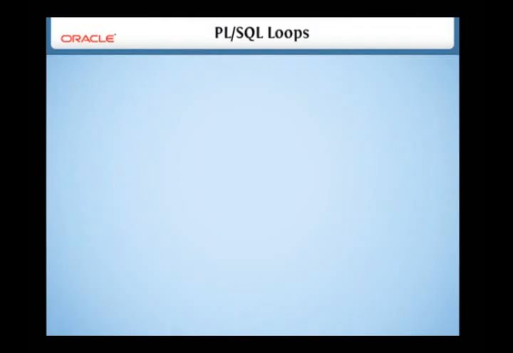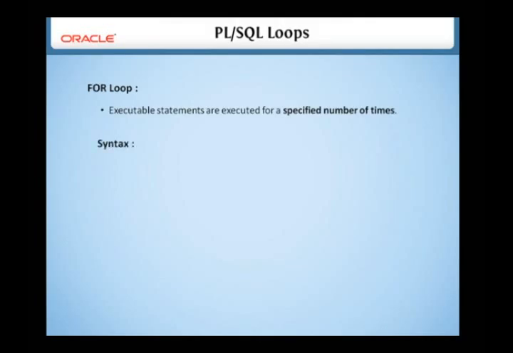Now we will see the operation of a for loop. In a simple loop, the loop executes until it finds an exit statement. But in a for loop, the executable statements are executed a specific number of times. Let's see the syntax of a for loop.